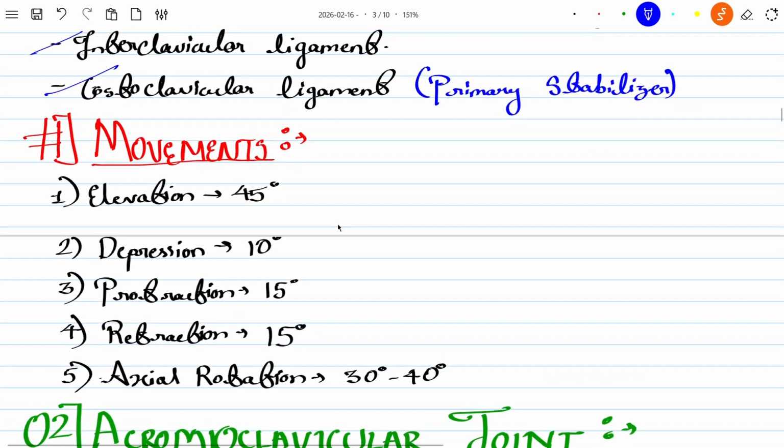Coming to the movements. We can observe there are five main movements which occur at the sternoclavicular joint. The first one is elevation. Second is depression, which is 10 degrees. Then protraction, which is 15 degrees. Retraction, that is 15 degrees. And axial rotation, that is around 30 to 40 degrees. This axial rotation is also known as the clavicular rotation.